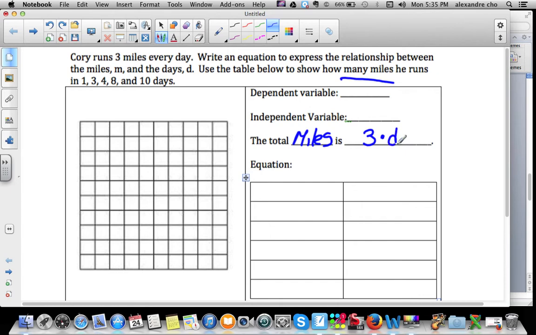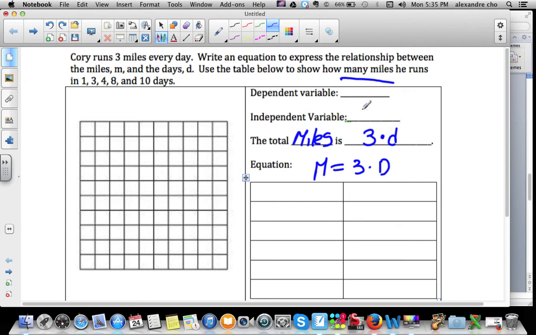Okay? It says 3 miles every day, so in 1 day he runs 3 miles. In 2 days, he would multiply that by 3, which is 6. In 3 days, he multiplies by 3 again, which is 9. In 5 days, he multiplies by 3 again, which is 15. And so forth. So we can write an equation from that sentence, which is M for miles equals 3D.